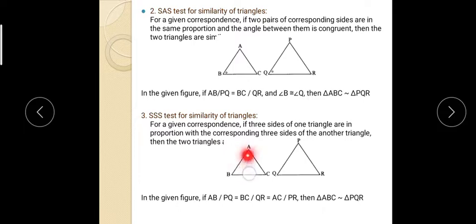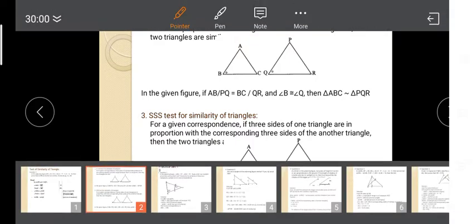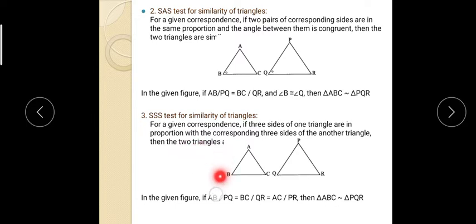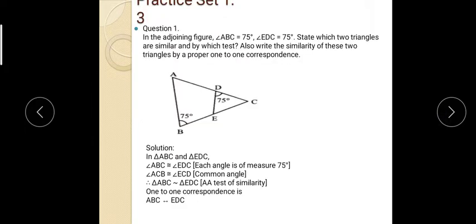Now next, SSS, very simple, the name itself defines the property. If the three sides of a triangle are in equal proportion with the three corresponding sides of another triangle, then we can say that the triangles are similar by the SSS test. Means AB upon PQ is equal to BC upon QR is equal to AC upon PR. Then we can say they are similar. This is the symbol of similar. This is just revision, students. All this we learned in the 9th standard. On this basis we have to solve the exercise.